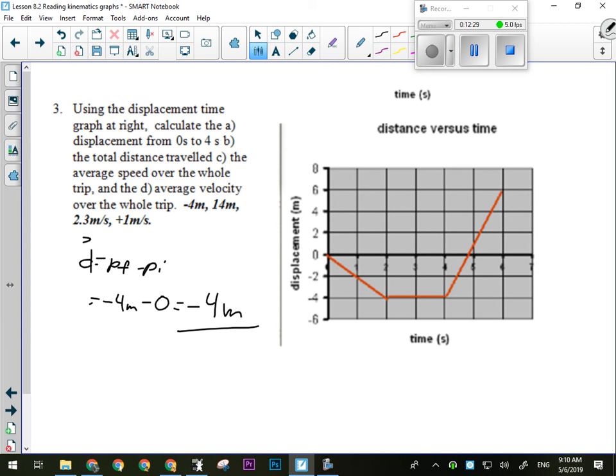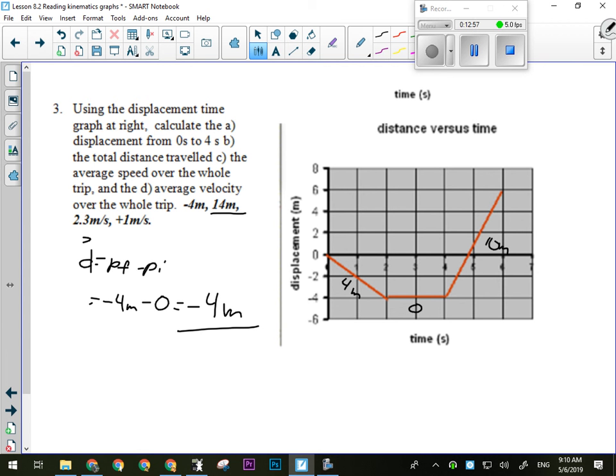For part B, the total distance traveled. That means we've got to find all the sections again. We know that the first one is 4 meters. Again, we don't care which direction because we're looking for distance. It doesn't go anywhere during this part, and then it goes from negative 4 to 6, which is 10 meters. So our total distance then is 14 meters.